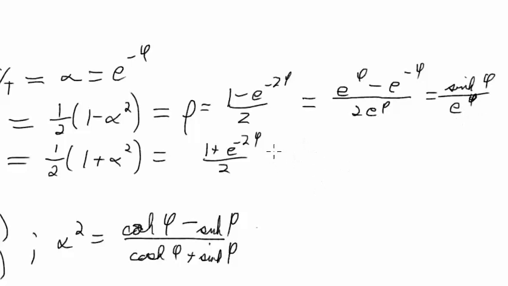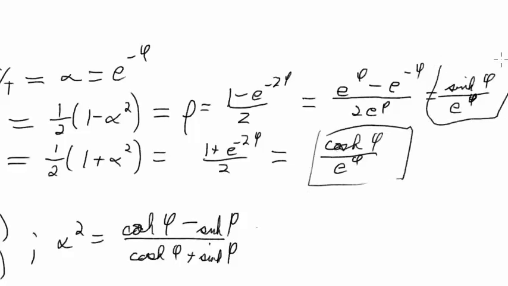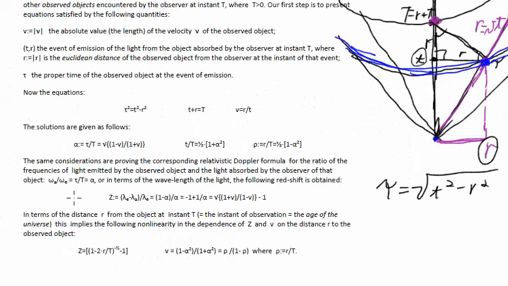Odd. And this would be cosh phi over e to the phi. Not sure what relevance those things are going to have, but that might be a simplification you could use. Okay, the next thing in this description is z.